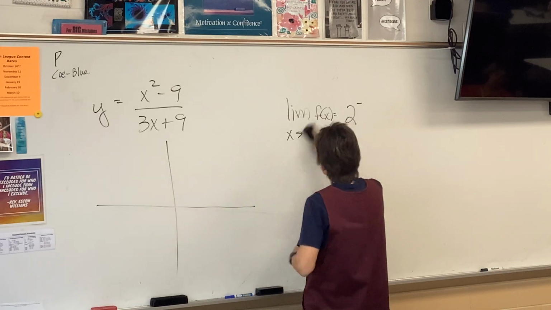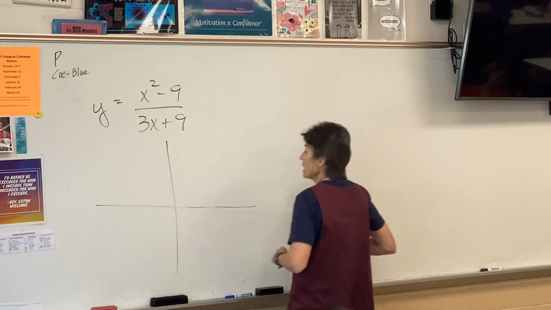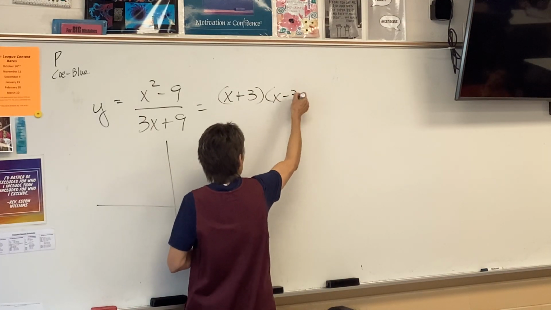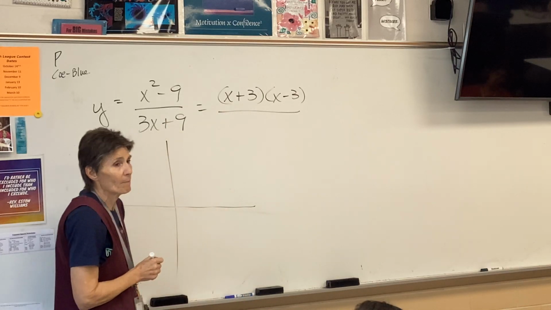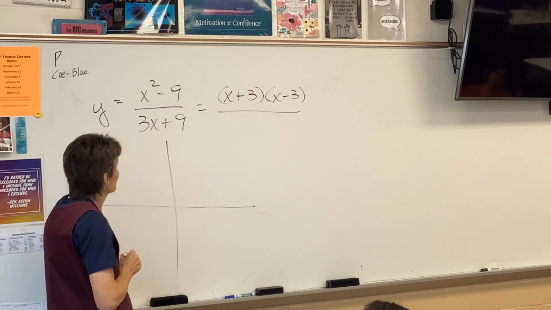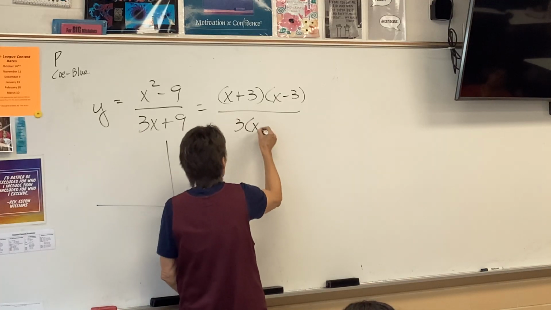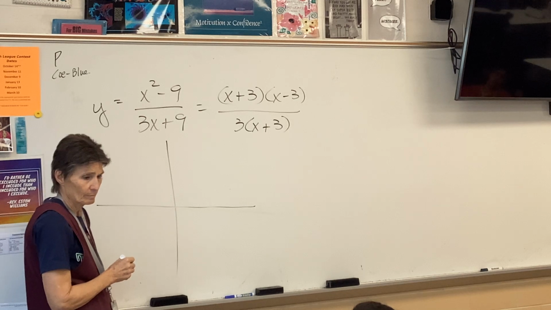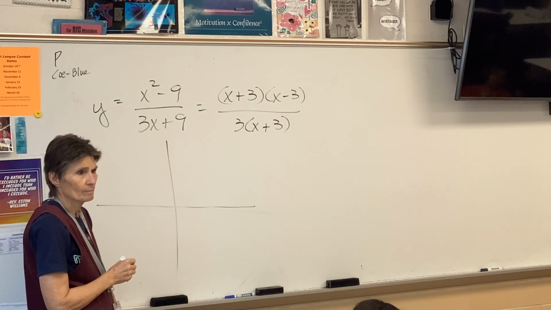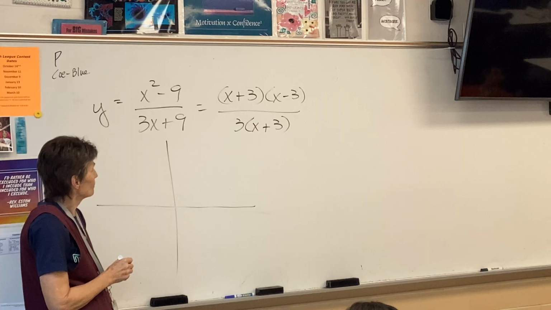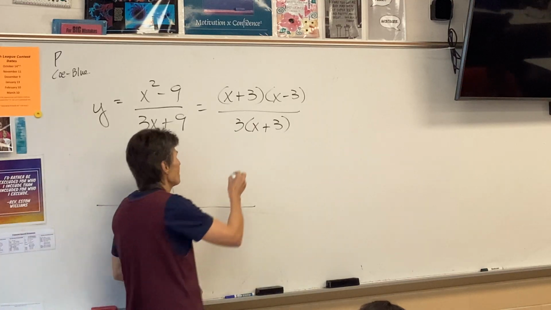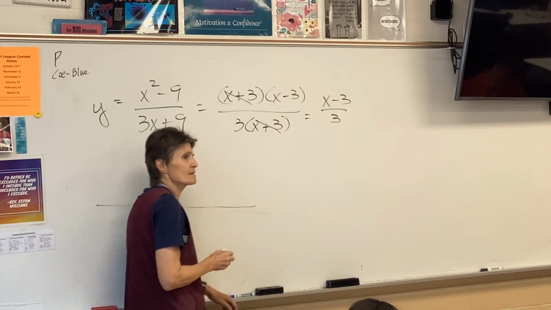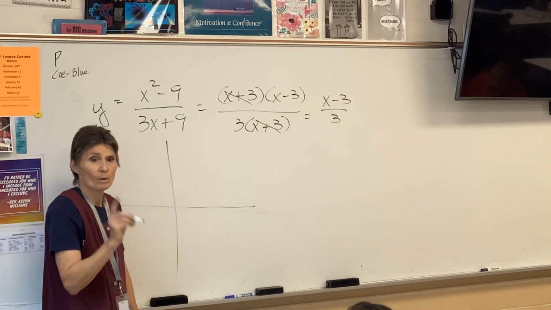We factor. So the top will be (x plus 3)(x minus 3). How about the bottom? What would the bottom be? 3x plus 9, which is 3(x plus 3). We can cancel, can't we? Yes. And what does that mean? We have a hole in the picture.